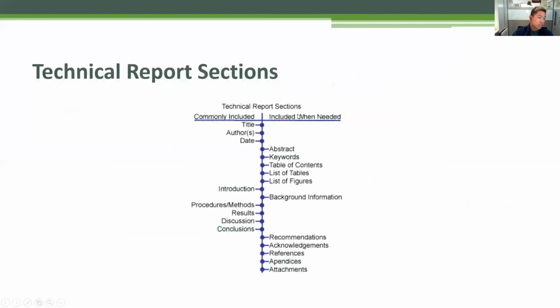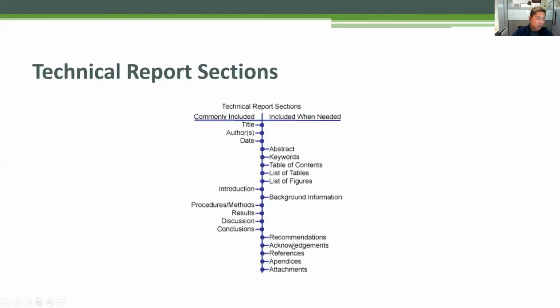So here are just some subsections of technical reports. Commonly they include just the basics: you have your introduction, procedures, methods, results, discussions, conclusions. That is like the core, what a technical report must have. When you go into different scientific journals or various other reports, you may include abstracts, a table of contents if it's fairly long, a list of tables and figures just so it's more organized, and background information.